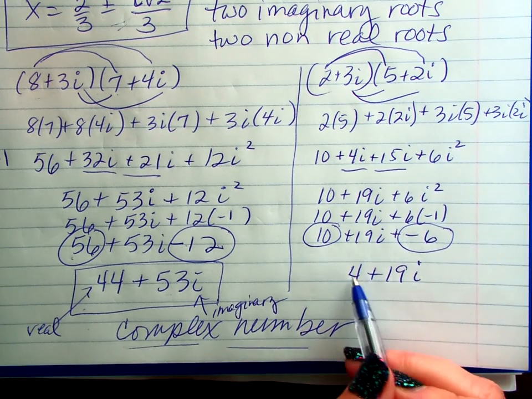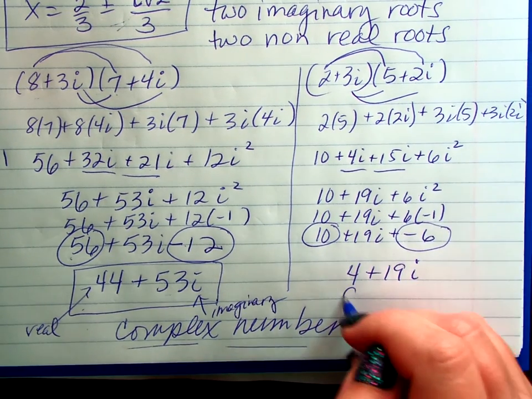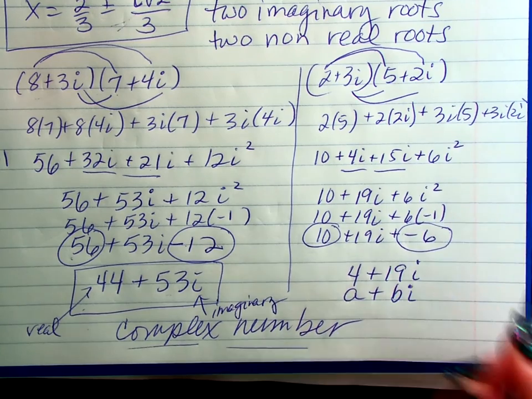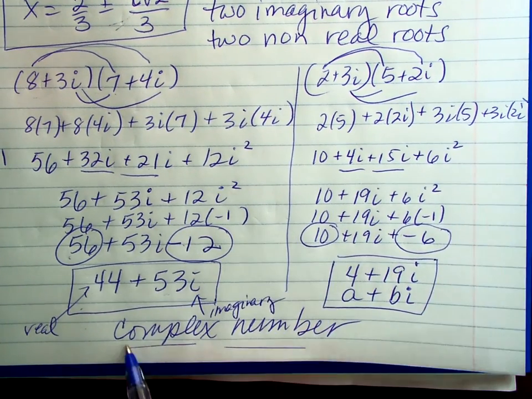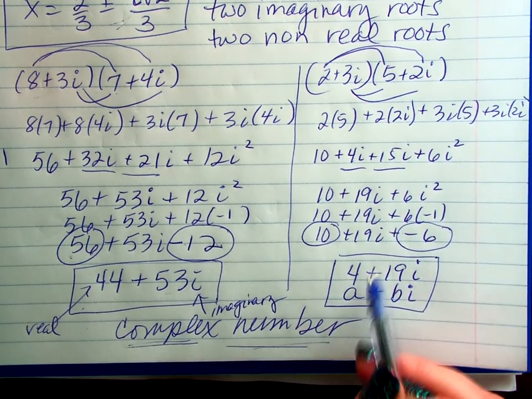Why do I write the real part in front of the imaginary? This is called the a plus bi form of the complex number. We write it in this format.